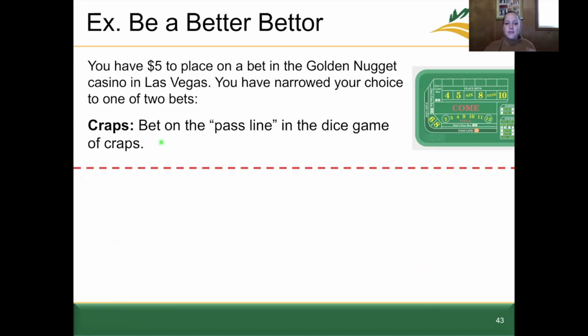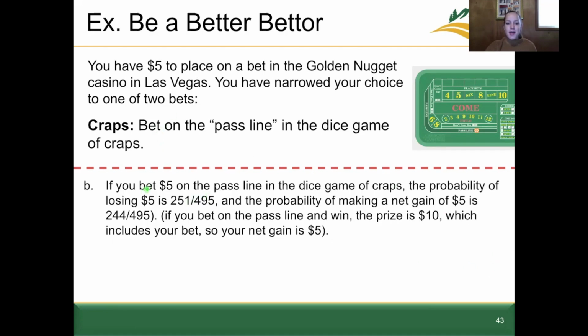So, deciding if playing roulette or playing craps is better based on the different bets that we wanted to do. For craps, this is information you'd have to be given. If you bet $5 on the pass line in this dice game, the probability of losing $5 is 251 out of 495. Then the complement to this, the probability of making a net gain of $5, is 244 out of 495.